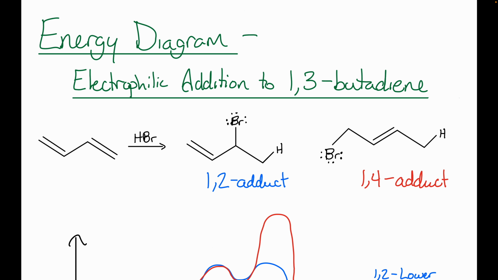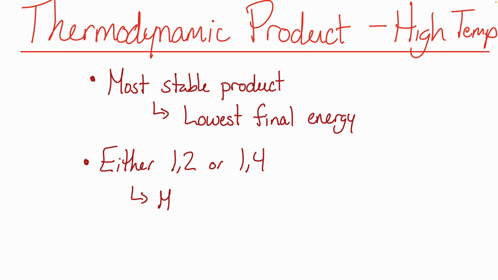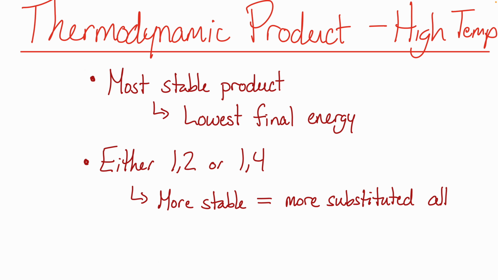Now, this is important. That's not always going to be the case. That's the case for 1,3-butadiene, but I can come up with another conjugated diene where that isn't the case. So for our thermodynamic product, we're going to have to note here that it could be either the 1,2 or the 1,4. We got to know what to look out for here. We want the more stable, aka more substituted, alkene product.